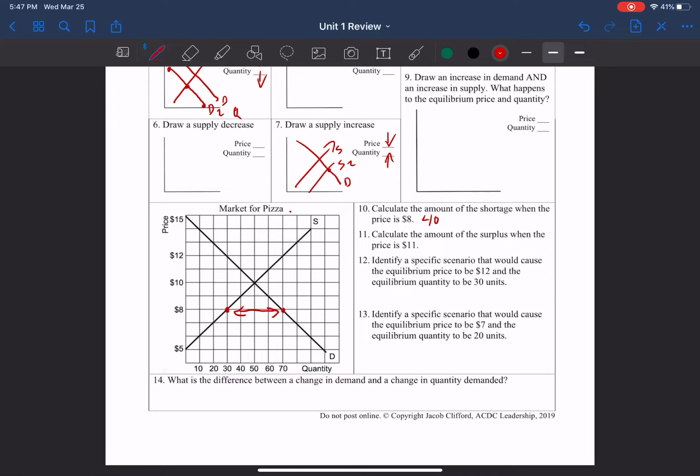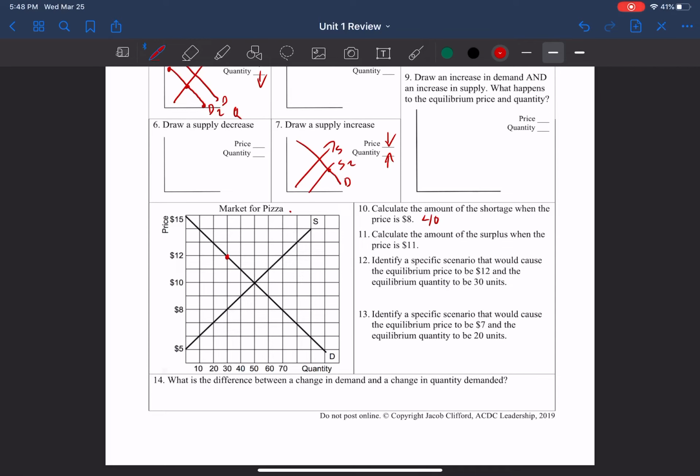I'll skip through 11. It's basically the same thing. But at $11, I need to know the surplus between these 2 points here. Now, 12 and 13. Identify a specific scenario that would cause the equilibrium price to be $12 and the quantity to be 30. So we want that point to intersect here.